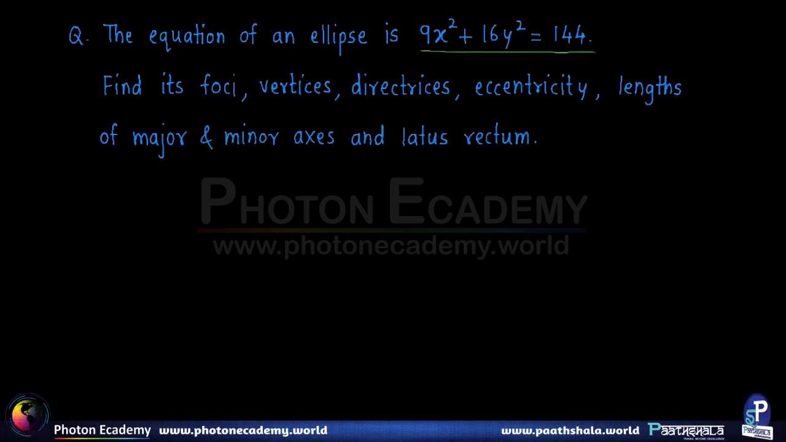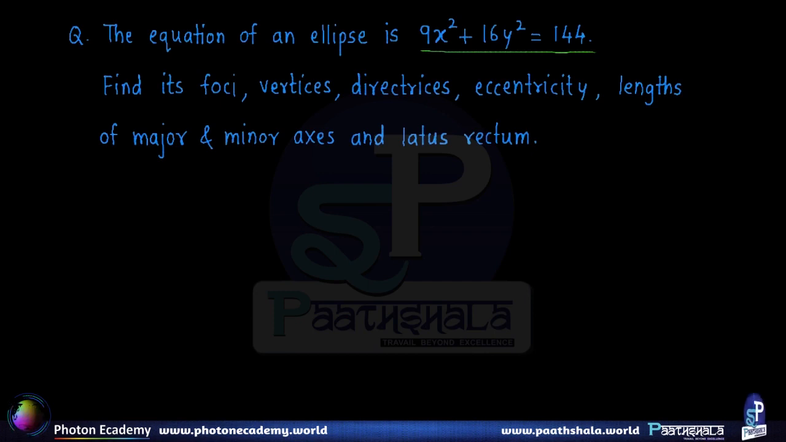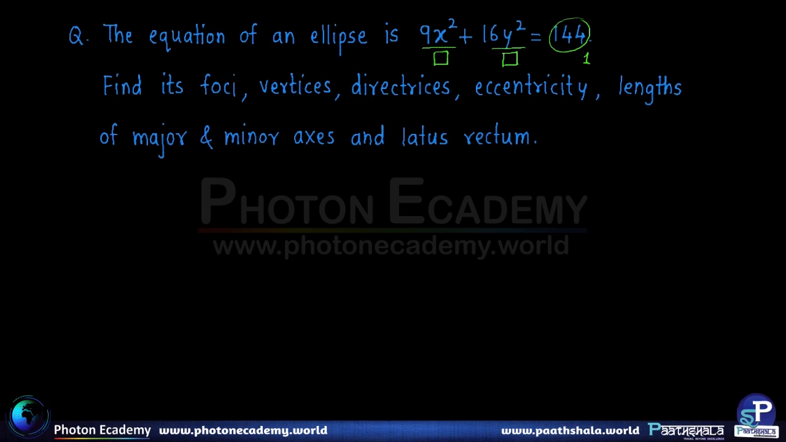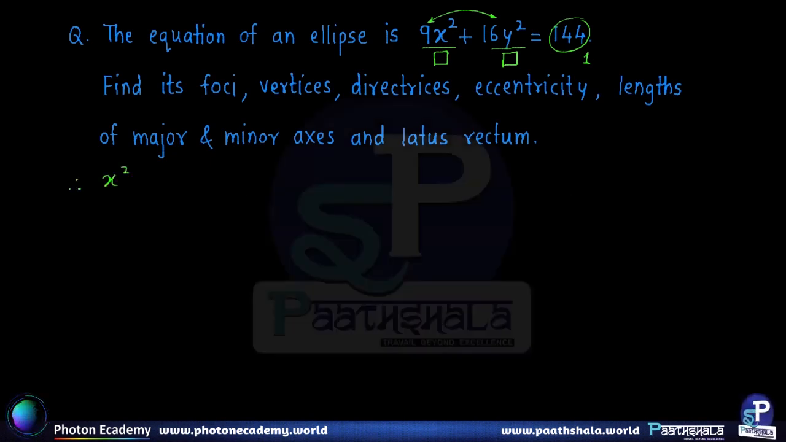If you look at the equation, clearly it's not exactly in the same form as we are used to, so let us first bring it in the correct form. We want x square upon something, that is a square, and y square upon something, and on the right side we want definitely 1. Clearly it means that we have to divide both sides by 144, and moreover it is important to note that the product of 9 and 16 is also 144. So on dividing we get x square upon 16 plus y square upon 9 is equal to 1.